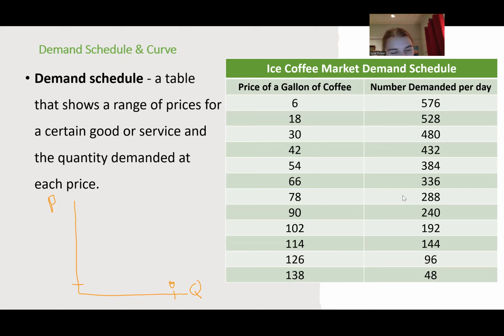Make a point. That's not a great point right there. And then that's 6, right? And that's 500, 576. Do the same thing. We might go 18 here. We go over 528. We can graph it. And then maybe we go all the way up. We go 114. And then we go here. At 114, we have 144.